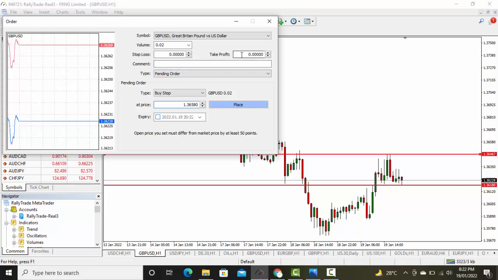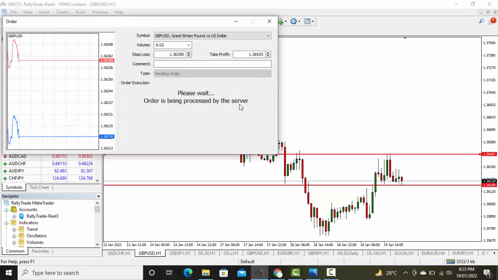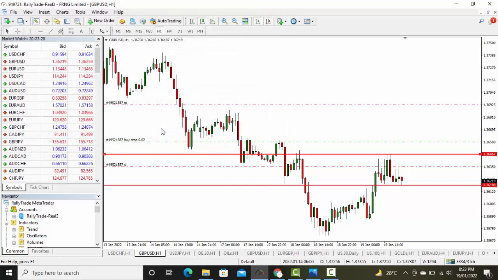And my TP at say 1.36925, and my stop loss within this range. So I can use 1.36350 as my stop loss. So I click place, and the trade is already reflecting on my chart. So you can see this is my buy stop position for this trade. This is my TP, and this is my stop loss.